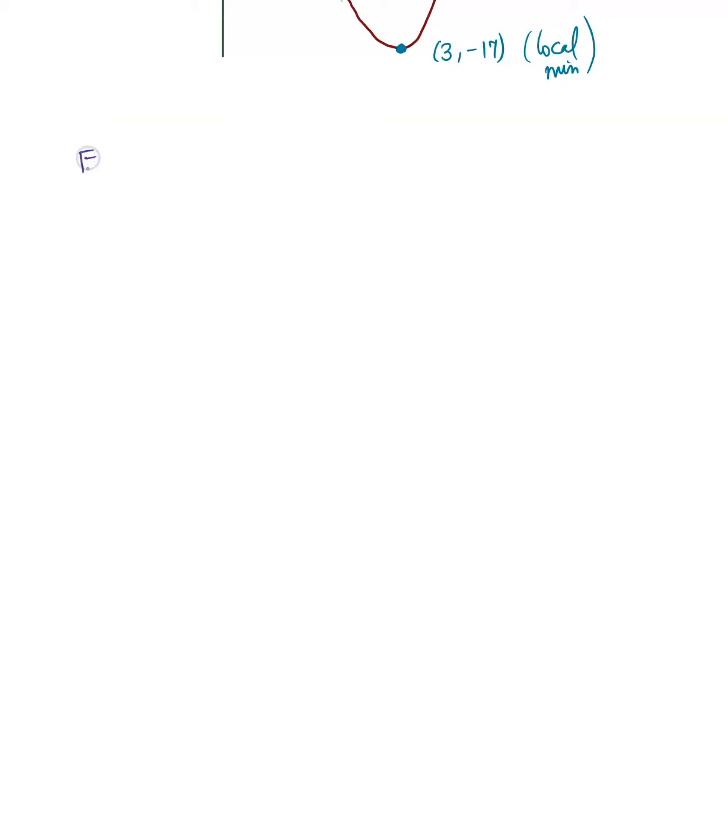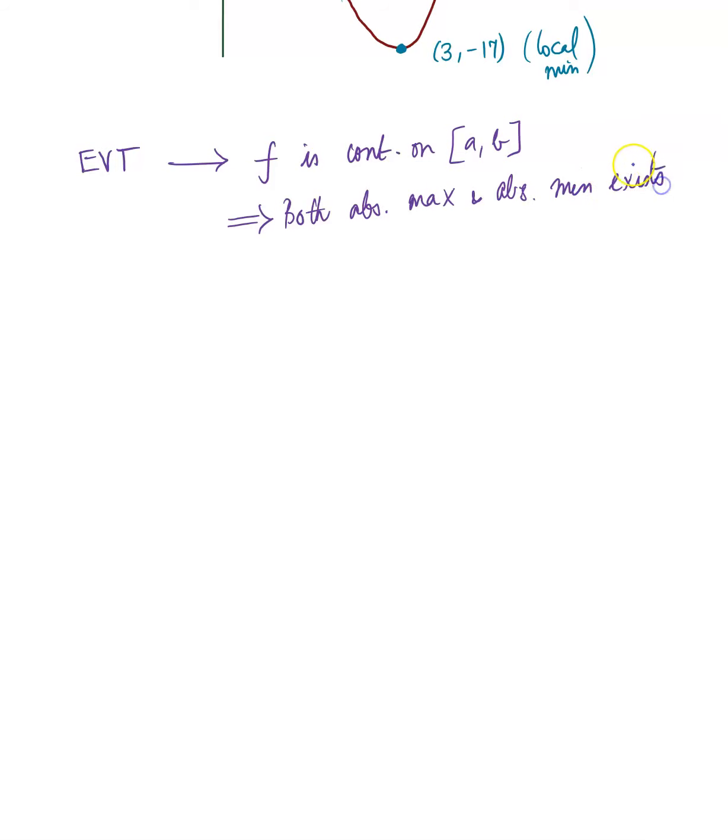So remember EVT, the extreme value theorem. What it said was, if f is continuous on a closed interval [a, b], then both an absolute max and an absolute min exist. I'm not trying to rewrite the entire theorem, I'm just trying to recall what we did in those theorems. And then we had the first derivative theorem, because there's also a first derivative test.